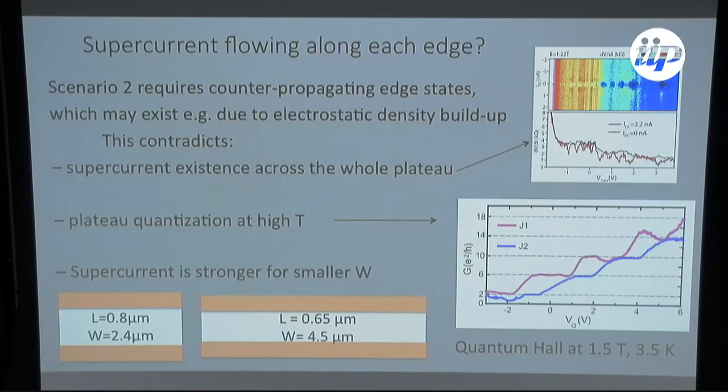On the other hand, if you take the same samples and increase temperature, even at temperature of the order of 3 Kelvin, you have fairly well-formed plateaus. So if you want to have a counter-propagating state, you can still say, well, you know, this plateau is not perfectly quantized, but the degree to which it is not perfectly quantized is shown here. So it's something.